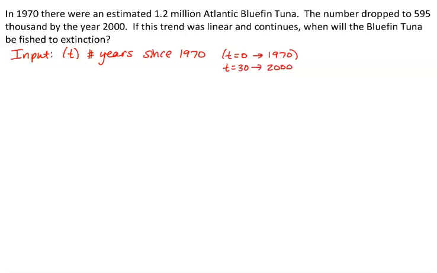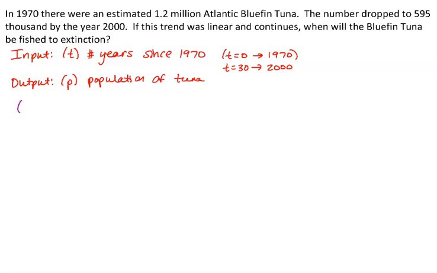So our input is going to tell us about our time, our number of years since 1970, and our output is going to be the number of fish that we have, so it's a population, so we'll use P. This will be the population of tuna in that particular year. So if we're thinking about our inputs as number of years since 1970, and our output as our number of tuna, we can now take our given information and represent it as two ordered pairs.